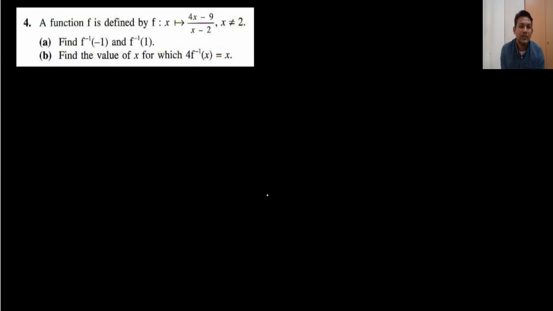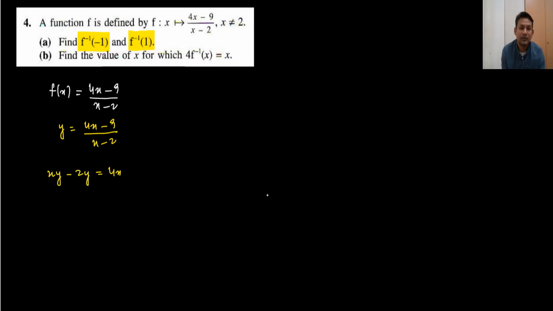For question number 4, once again we need to make the inverse function of this f of x. To make the inverse, we have 3 steps. We need f inverse of minus 1 and f inverse of 1, so we have to find the equation of f inverse first. So y is equal to 4x minus 9 upon x minus 2. When x appears 2 times, we always keep x on the left-hand side. So when we multiply with y, it's coming xy minus 2y is equal to 4x minus 9.